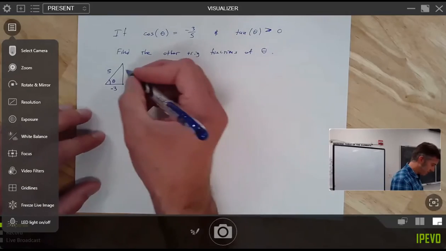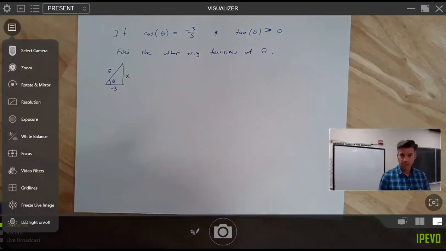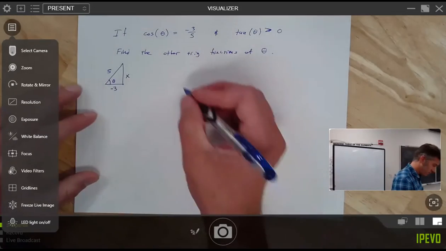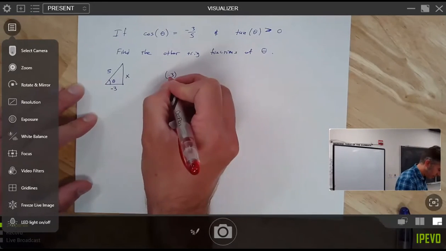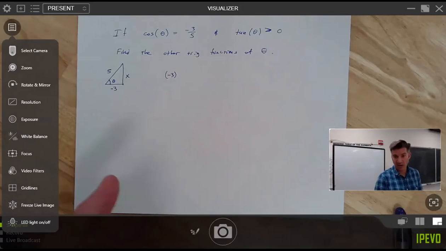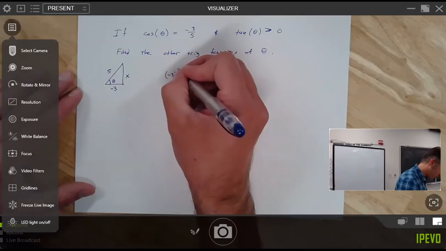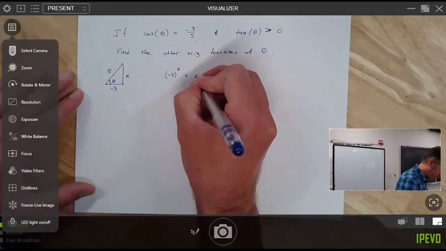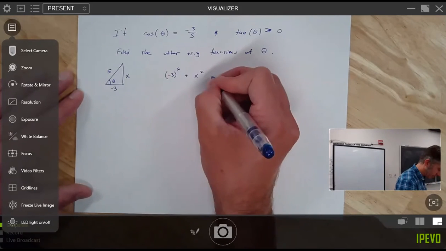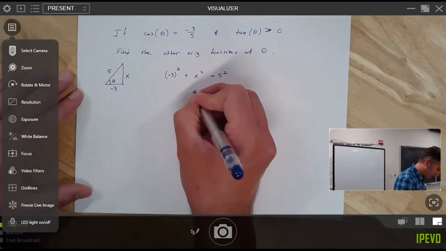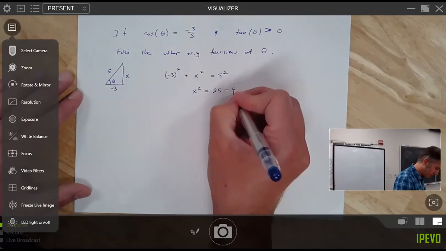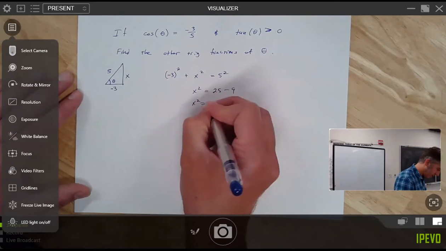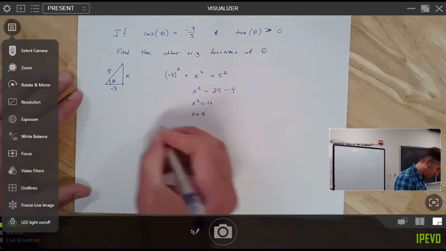And now I need to find this other side. Pythagorean theorem to the rescue. And it doesn't really matter because we're squaring it. If it's negative or positive, squared it's still going to come out to be positive 9. So negative 3 squared plus x squared equals 5 squared. X squared equals 25 minus 9. X squared equals 16. X equals 4.